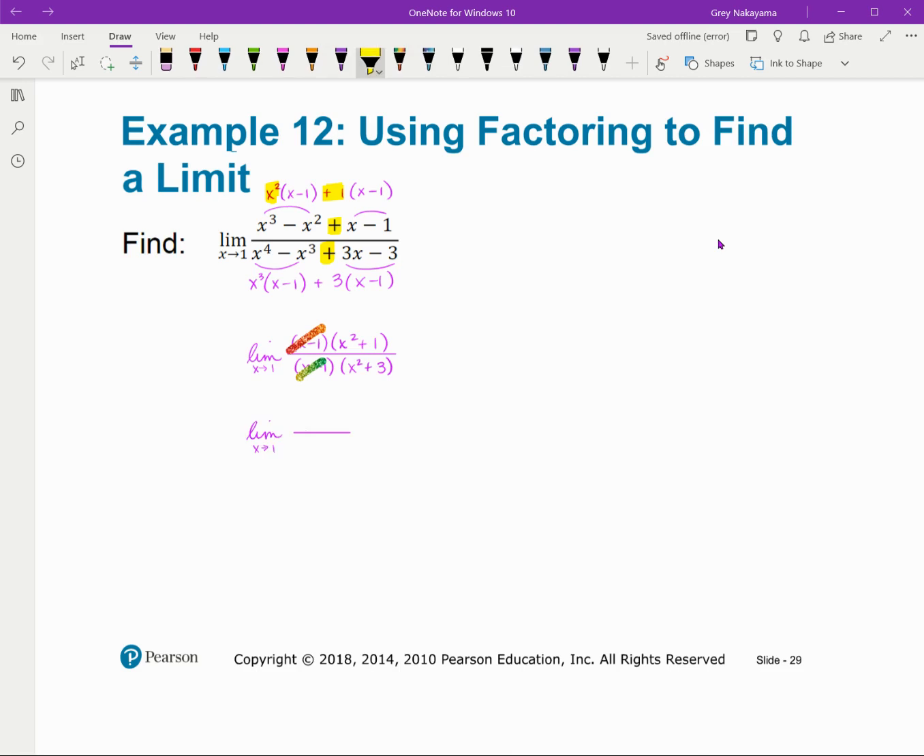And now I end up with the limit of x squared plus 1 over x squared plus 3. And now I can plug in 1. When I plug in 1 up top, I get 1, and on the bottom, I get 4. But that's not what I wrote. So let's go fix that real quick. That's supposed to be a 4. 1 over 4. Okay.